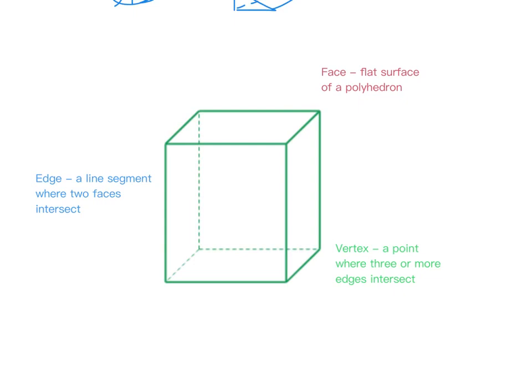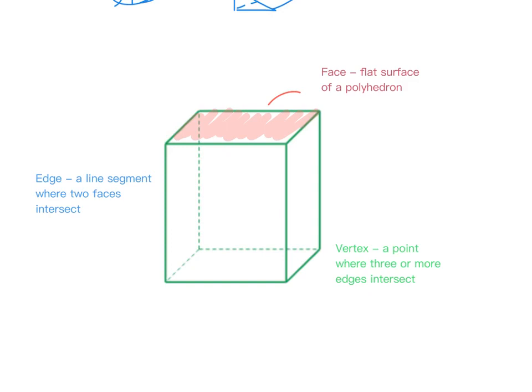So we have a face. So what is the face? The face is just a flat surface of a polyhedron, right? So this right here would be, well, I should probably do that in red, there we go. So that's a face, okay? Flat surface of a polyhedron. Now an edge, pretty self-explanatory. It's just a line segment where 2 faces intersect.